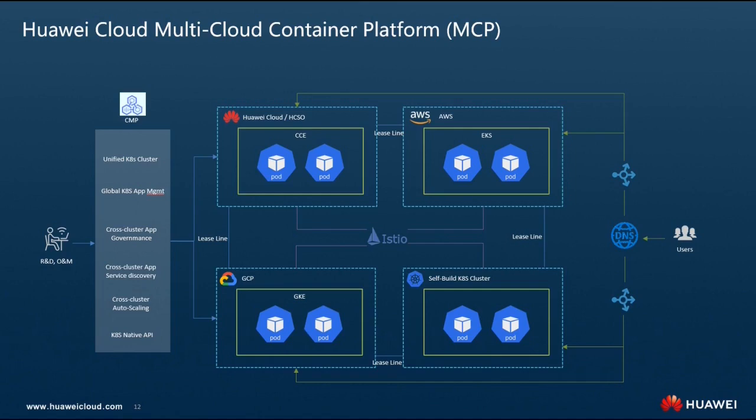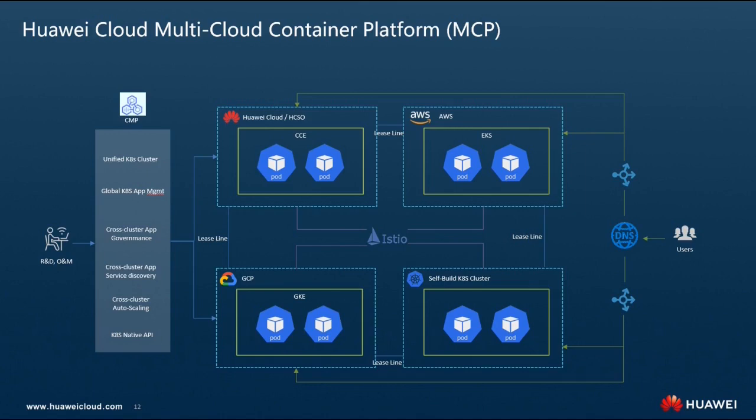Flexible application of computing resources. Computing tasks in industries such as AI, genomic sequencing, and video processing rely on GPUs, bare metal servers, and other special hardware. With MCP, you can deploy compute-intensive applications in the cloud and common applications in the private cloud or other clouds, avoiding high cost caused by large-scale use of special hardware.